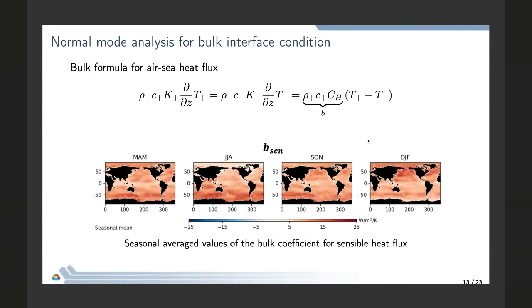This figure shows seasonal averaged values of this coefficient b for sensible heat flux. Thanks to my colleague He Wang for providing this figure. From left to right, you can see the seasonal average values from spring, summer, fall, and winter. You can see that this value is relatively large in subtropical areas. So it's both time varying and spatially varying.